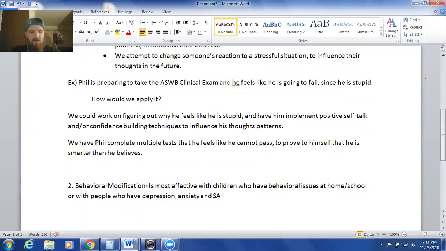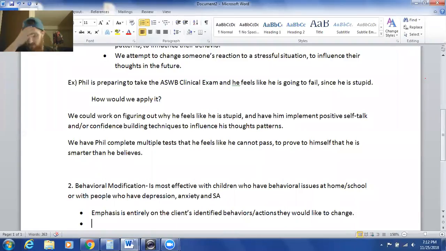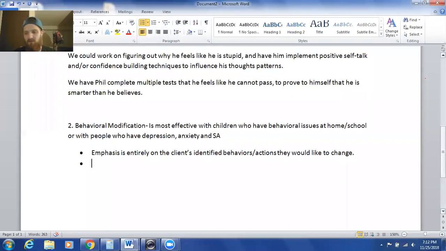However, the emphasis here is all on behavior. Emphasis is entirely on the client's identified behaviors or actions they would like to change. If someone's presenting with something and they want to change it, behavioral mod could be the best way to do it. And it's often coupled with conditioning style stuff.